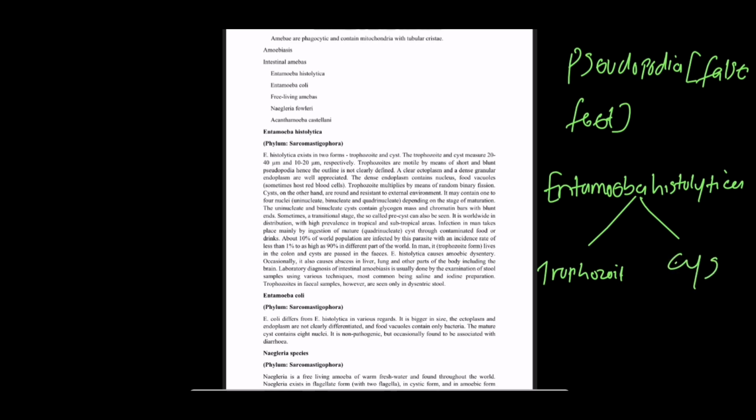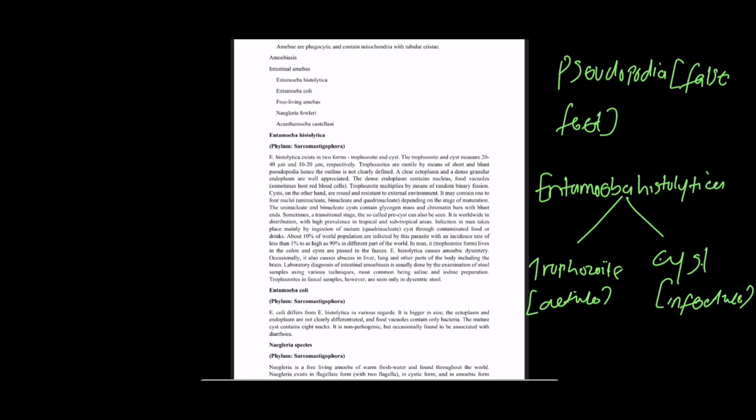I say they exist as trophozoites and cysts. The trophozoite is the living, moving form of the parasite that multiplies and causes disease in the colon of the host. While the cyst is the infective stage of the parasite, which is the hard, dormant form that survives outside the body and can infect a new host when ingested.